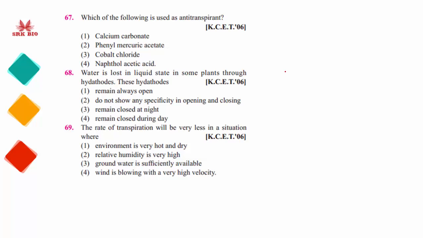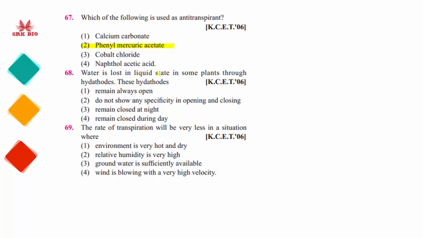So maximum yield production is not possible when the water loss is maximum during transpiration. And among the given options, which can be used as anti-transpirant? The answer is phenyl mercuric acetate. Phenyl mercuric acetate chemical can be used as anti-transpirant. Spraying of this on the crop plant reduces or checks the rate of transpiration.